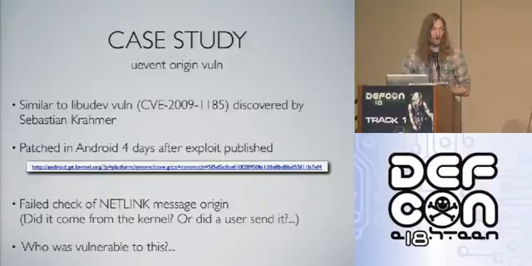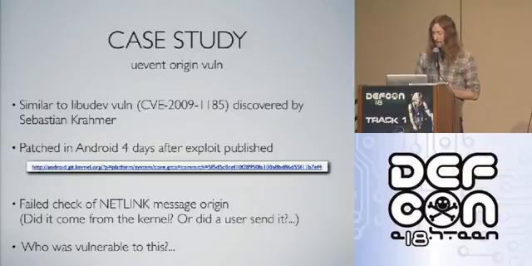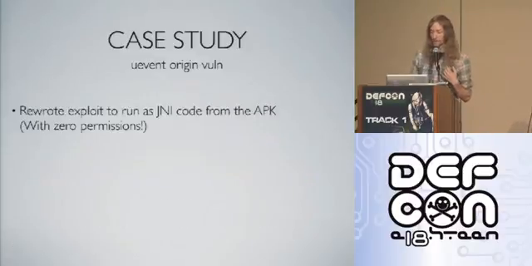Upon finding out when the exploit was published, Android had that patched within 4 days, which was really good to see. The exploit itself is just a failed check of the netlink messages and where they came from. Did they come from the kernel or did they come from user space? So we took this and we packaged this exploit back into JNI code to run within an APK so that we could test this on a lot of different phones.